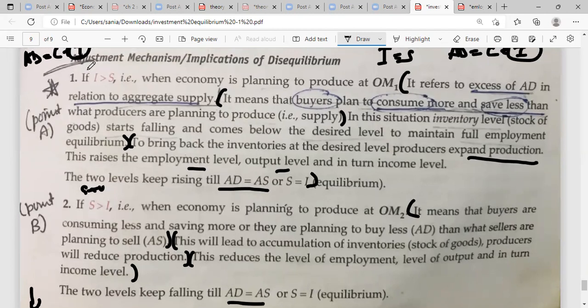Over here, I is part of aggregate demand and S is part of aggregate supply. C plus S is supply, and this is C plus I, AD, so C and C will be cancelled. I is part of AD and S is part of aggregate supply. Wait a minute, I'll just erase this. You have to write this adjustment mechanism, implications of disequilibrium, and then this.